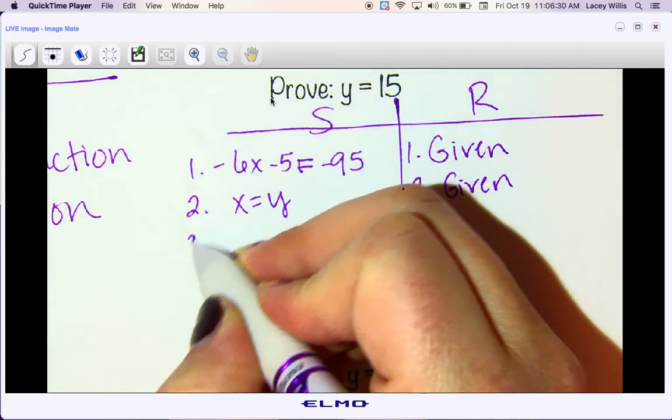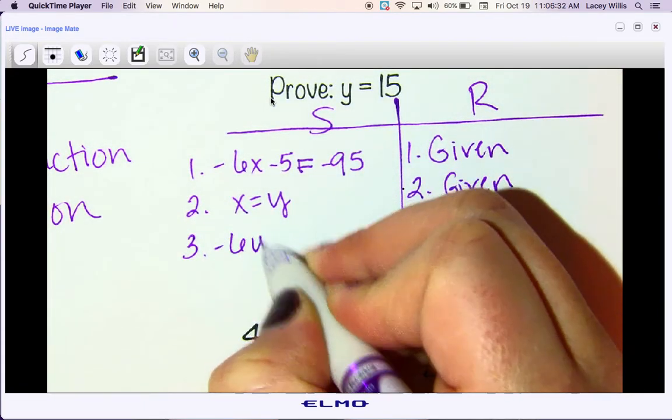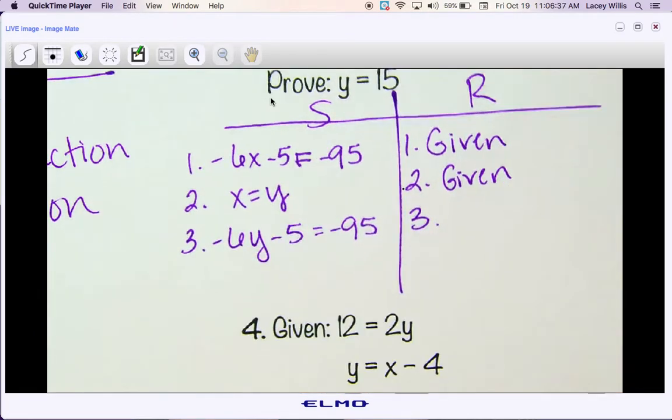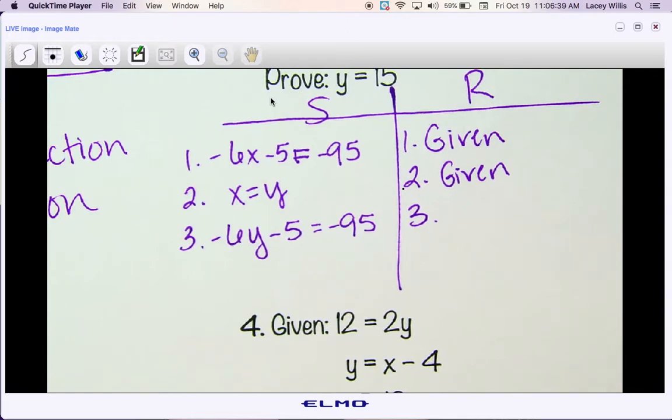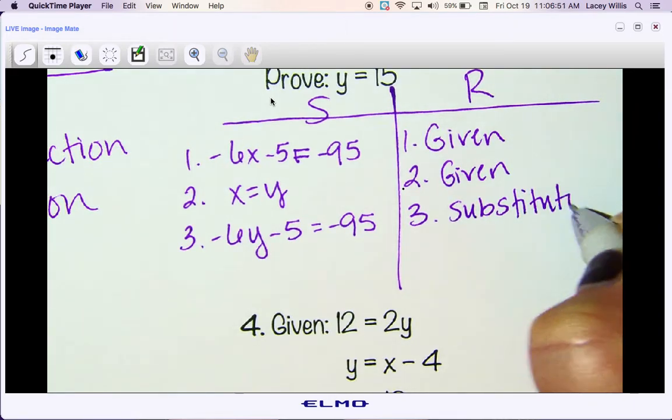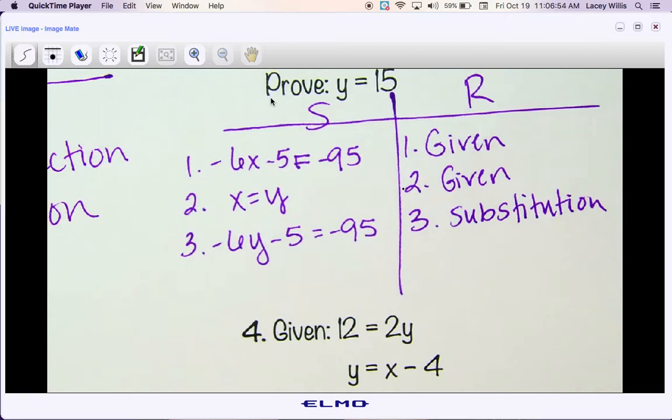So step 3, we're going to say negative 6y minus 5 equals negative 95. What rule is that? Substitution. Good. So if you want to add to your chart, instead of just the word replace, when you take something out and replace it with something it's equal to, that's called substitution. Does line 3 make sense?